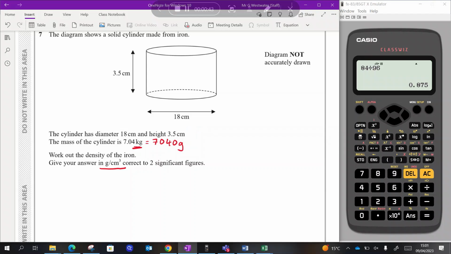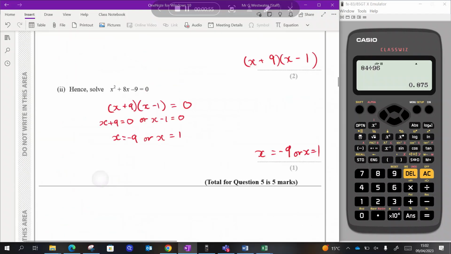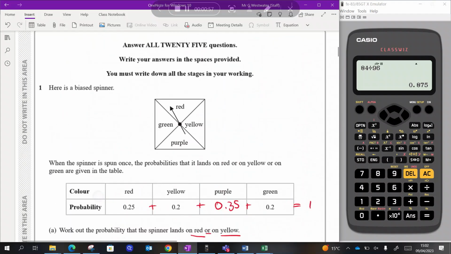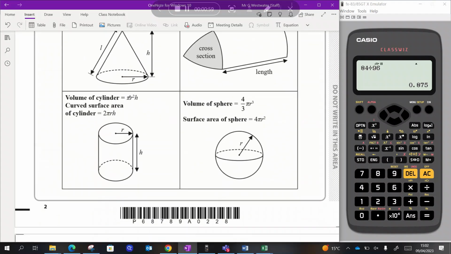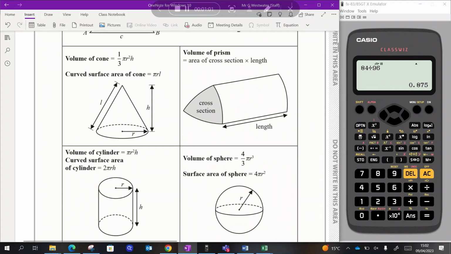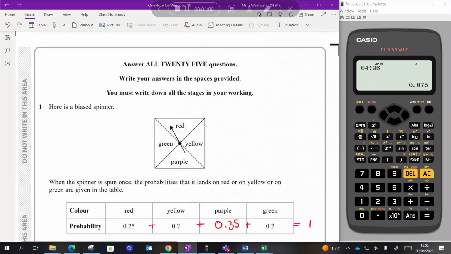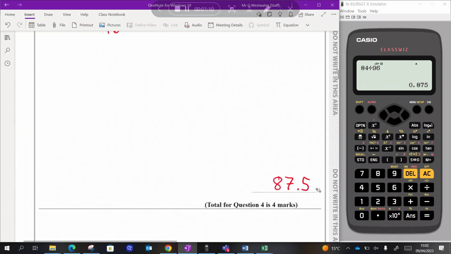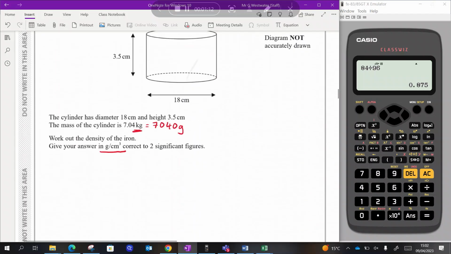Right, and now to work out density, I need the volume. That's why it's centimeters cubed. So how do I work out the volume of this cylinder? Well, it is actually at the front of the paper. You can think about a cylinder as just pi r squared h. It's also just the volume of a prism, so the area of the cross section times the length, so pi r squared times h.